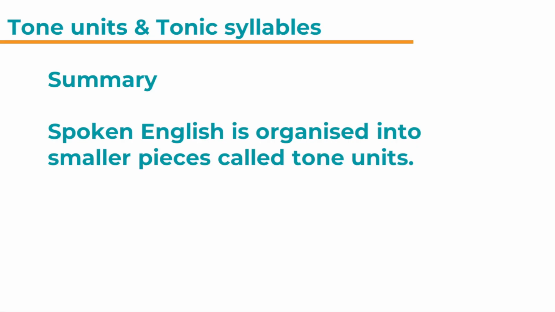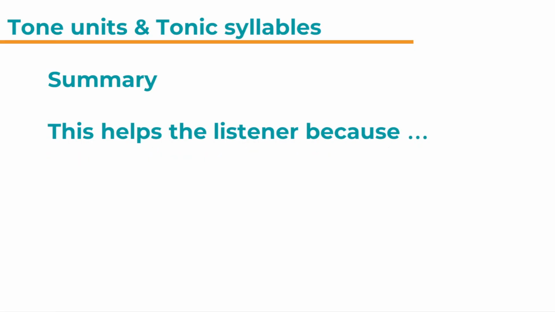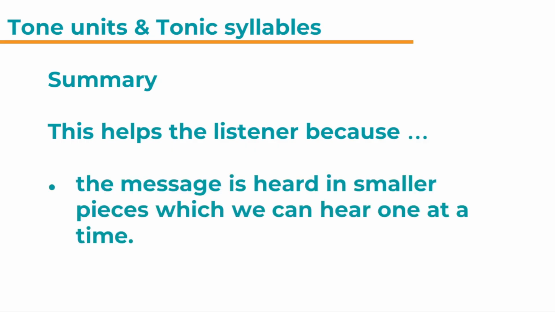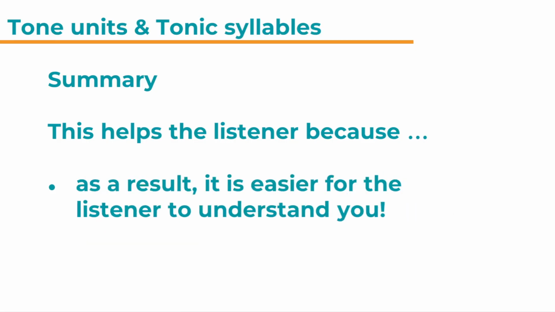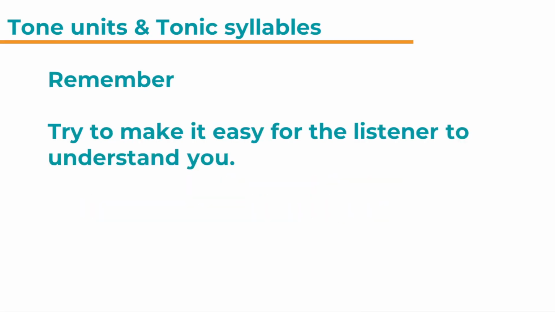Here is a summary. Spoken English is organized into smaller pieces called tone units. This helps the listener because the message is heard in smaller pieces, which we can hear one at a time, and because deciding which words, really which syllables, to stress shows what is important in our message. And as a result, it is easier for the listener to understand you. Remember, try to make it easy for the listener to understand you.